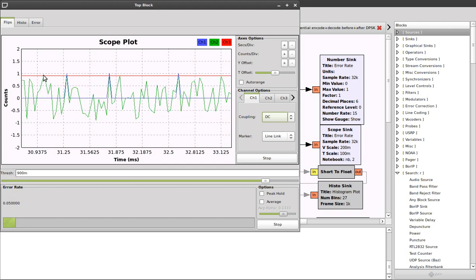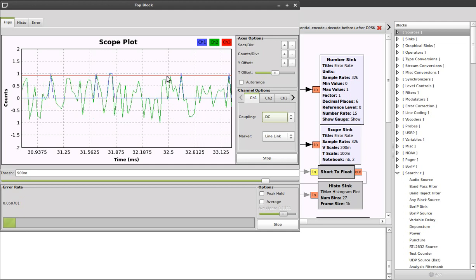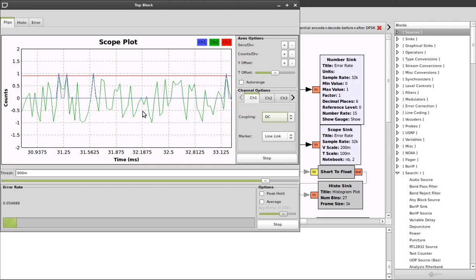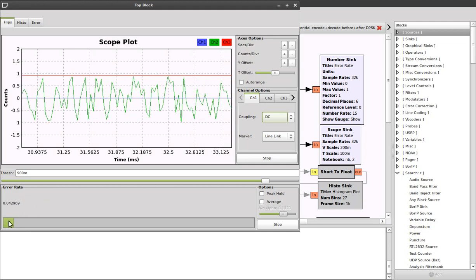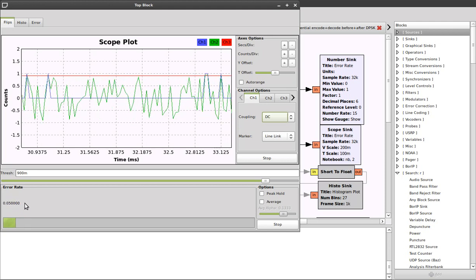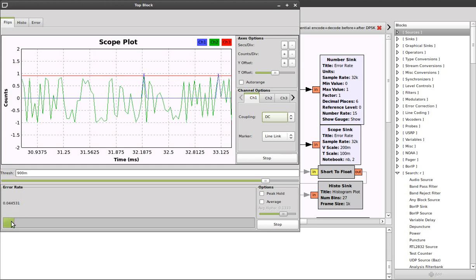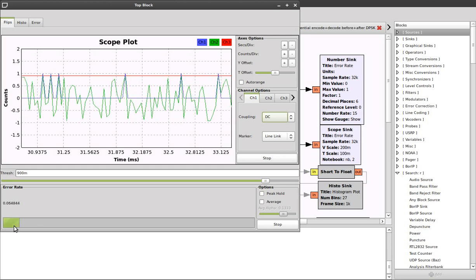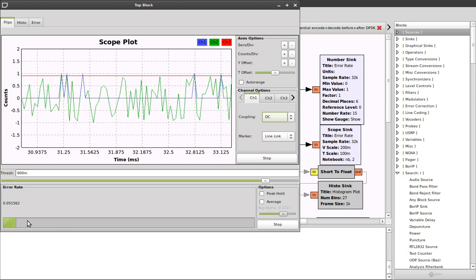Because we do have these spikes occurring, we are producing some ones, they are flipping some bits, and you can see that the error rate here on the number sync is non-zero, although still quite small, and you can see that presented graphically using this gauge here.